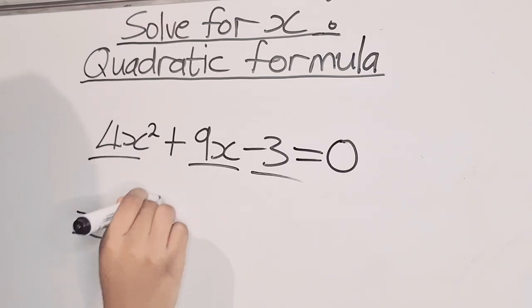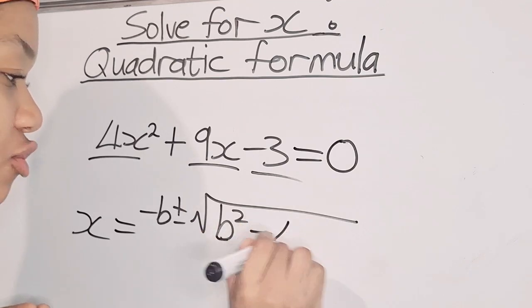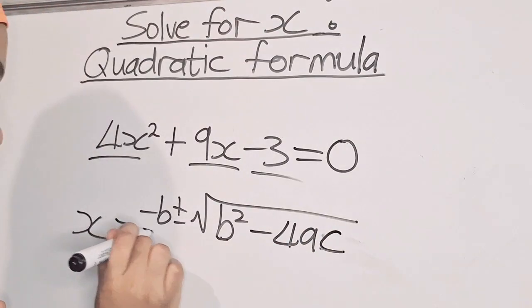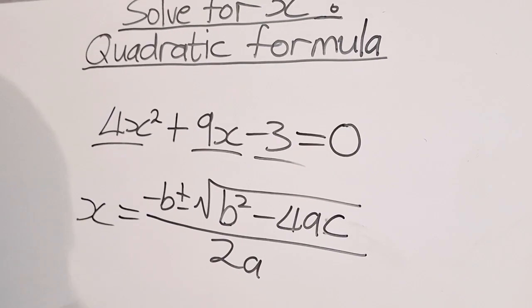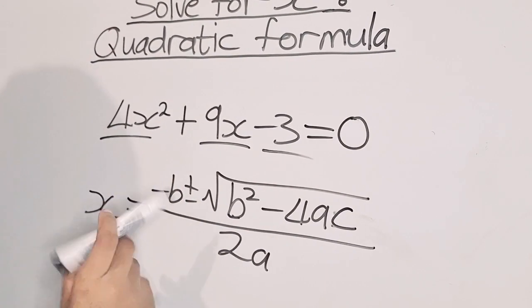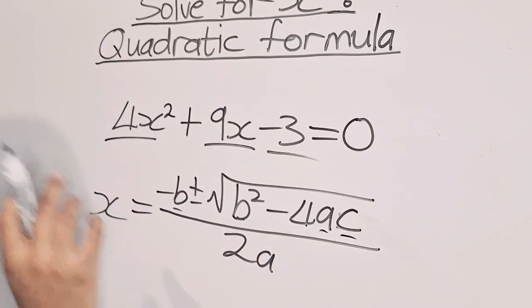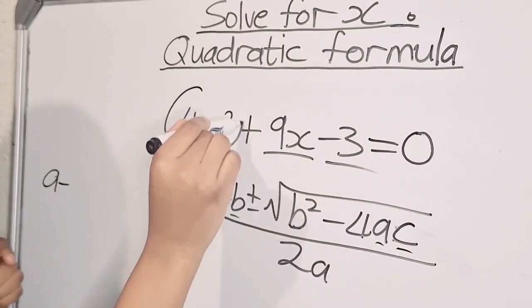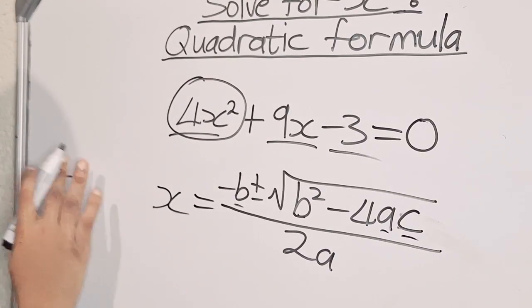So x is equal to negative b plus or minus the square root of b squared minus 4ac, then over 2a. So the quadratic formula comes through. The variables in this formula are a, b, and c. So a is the coefficient of term number 1. Term number 1's coefficient is the number in front of the variable. So a is the coefficient of term 1.